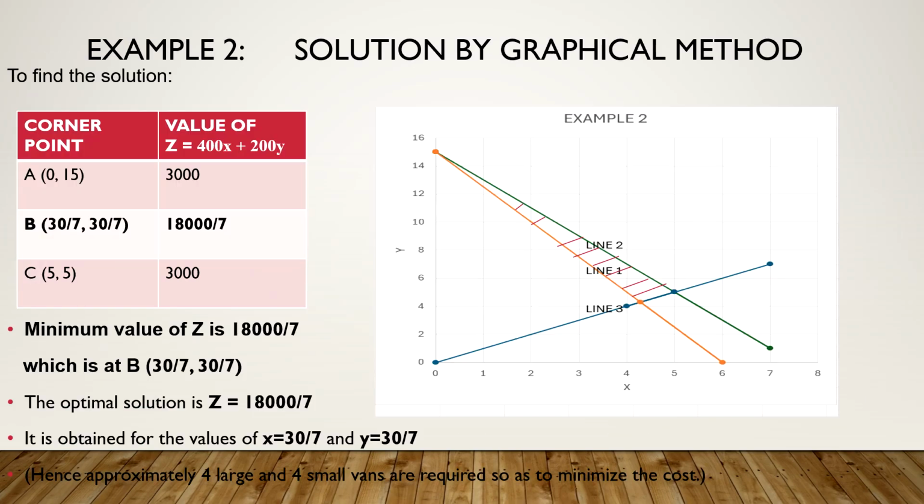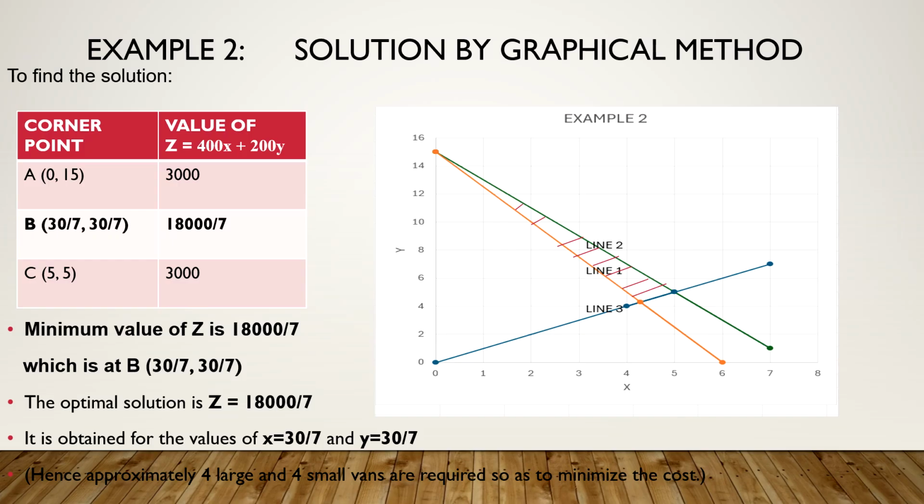Now we have plotted the three lines. For the first line, it is greater than or equal to, so it will be above the first constraint line. For the second line, less than or equal to, so it will be below that line. And similarly, for the third line, it is again greater than or equal to, so it will be above the line. When you consider the intersection of all three, you will get the feasible region as shown over here.